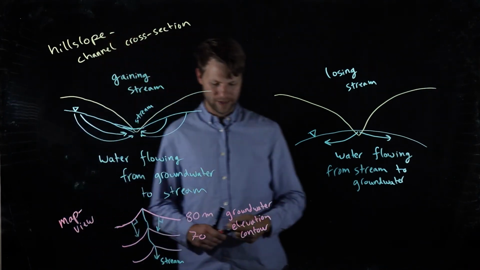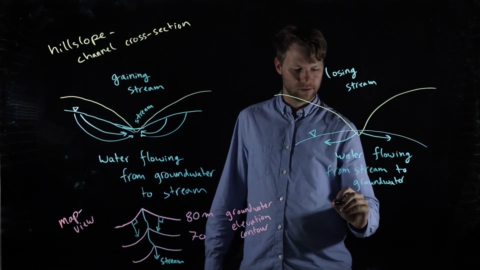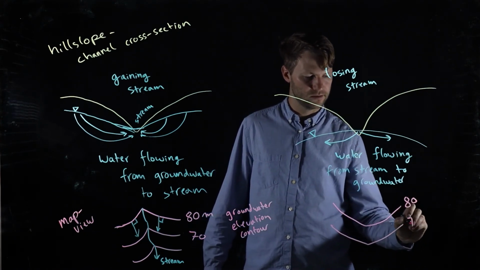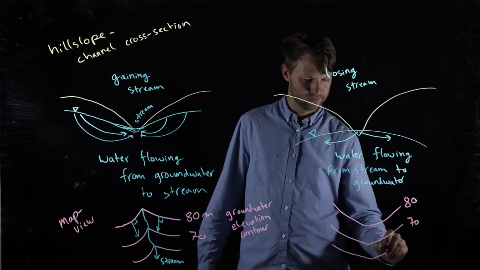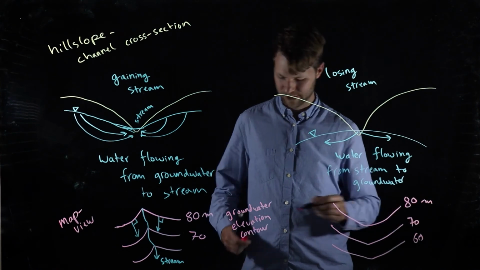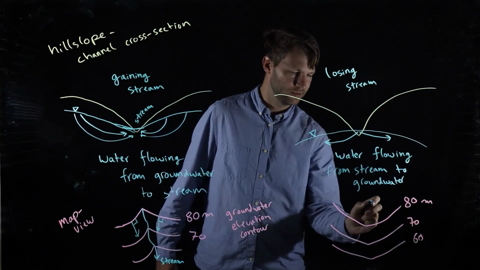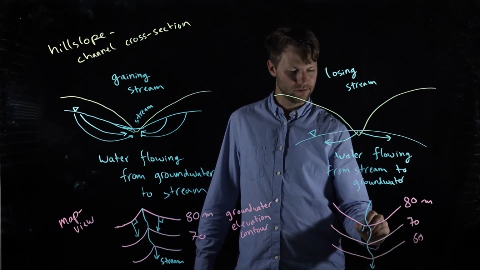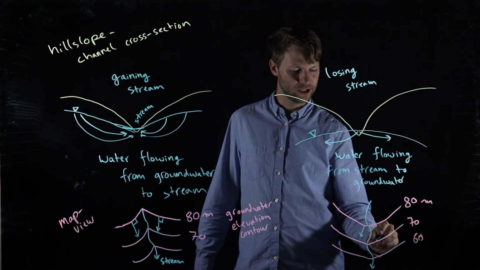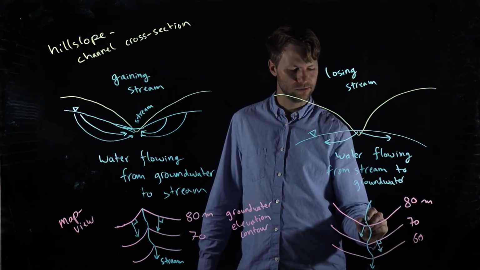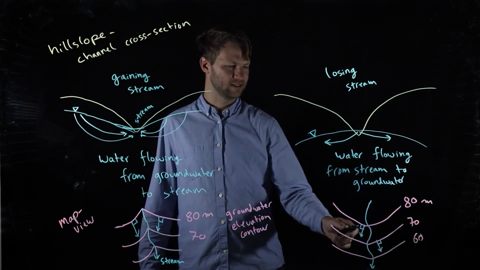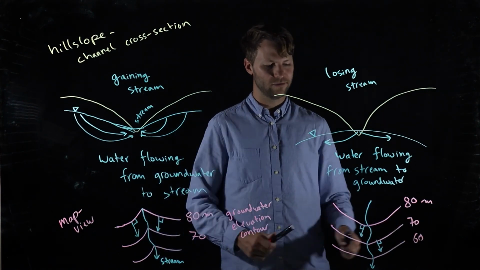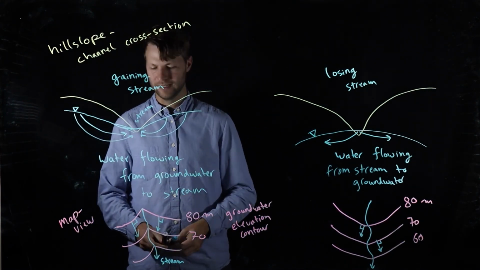In contrast, if we were to make a map view look here, if this were 80, 70, 60 meters, again, groundwater elevation contours, and our stream is working its way down here. In this case, we can see that there's a net flow of water away from the channel. If we were to draw in these little flow arrows down the path of steepest descent from a high elevation contour to a low elevation contour, there's a flow outwards away from the channel, consistent with this stream being a losing stream.